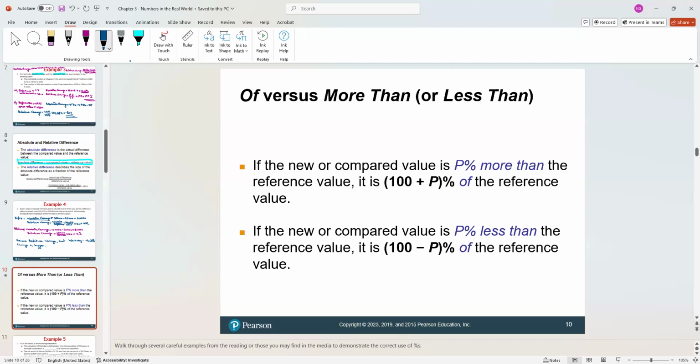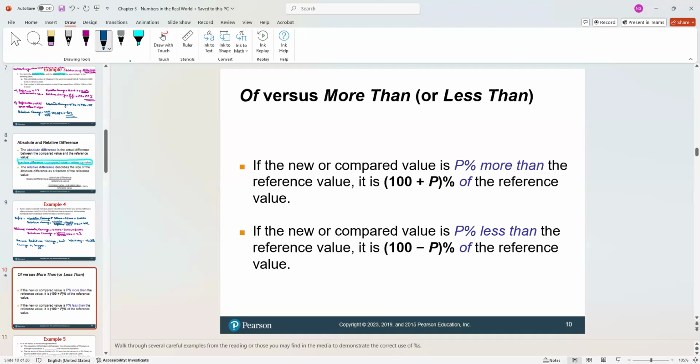So if we want, we can write the relative change. But if you use of, the new population is 300% of the original population, which means three times the size of the original population. We can see different ways of writing.